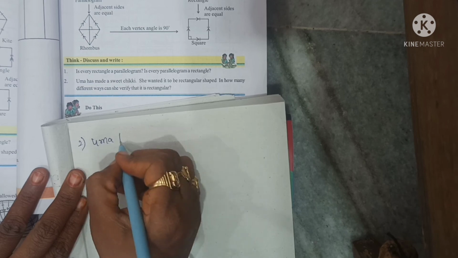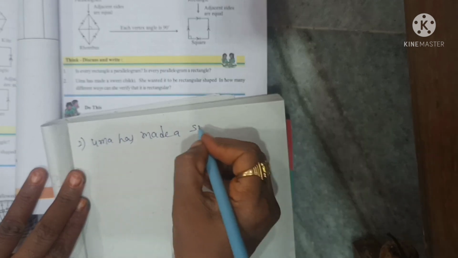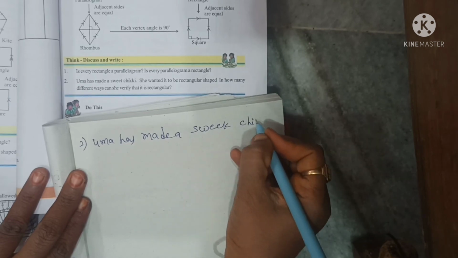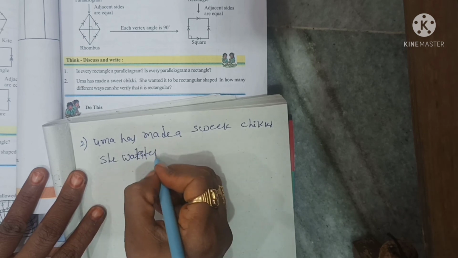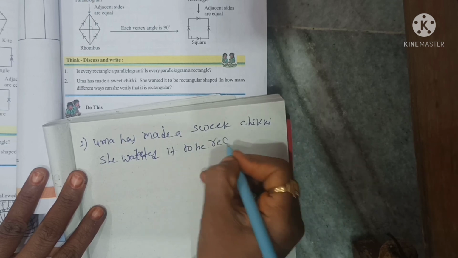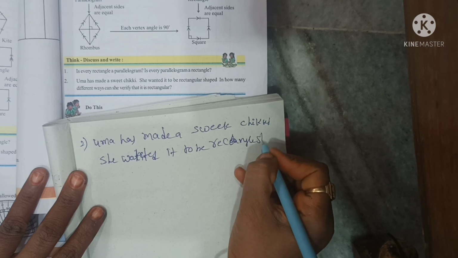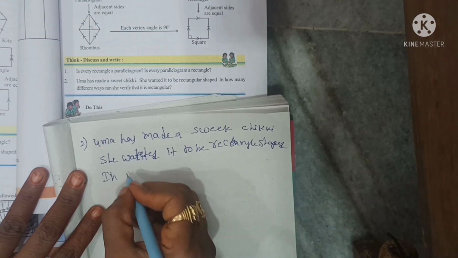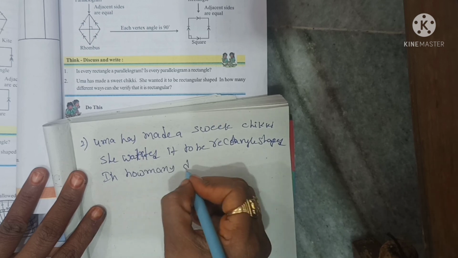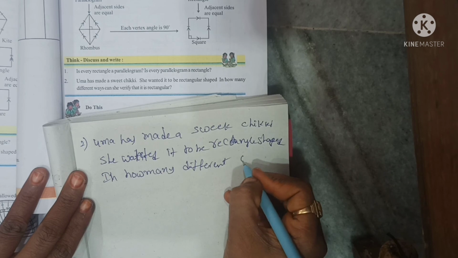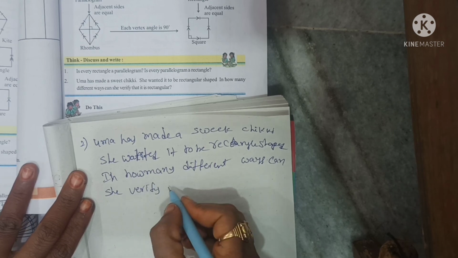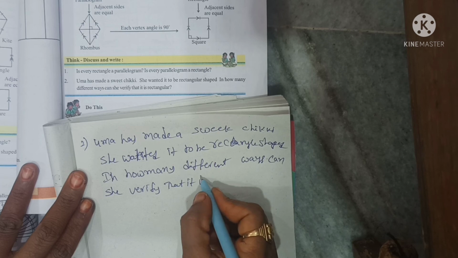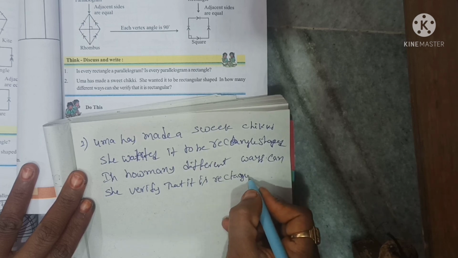Next, second question. In this one, think, discuss. Uma has made a sweet chikki. She wanted it to be rectangle shaped. In how many different ways can she verify that it is rectangular?